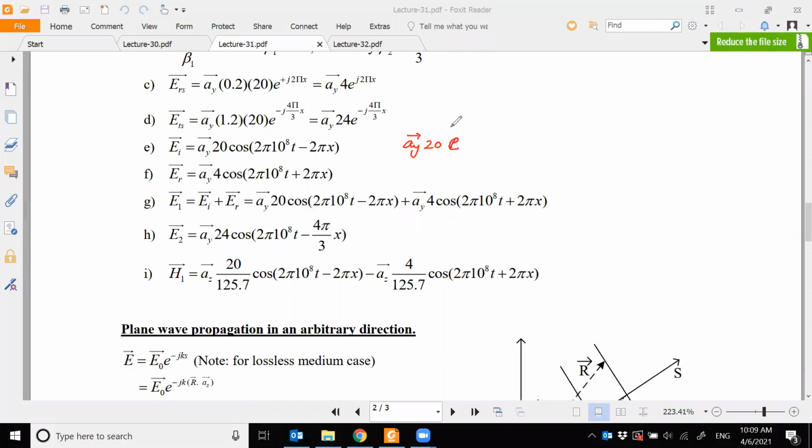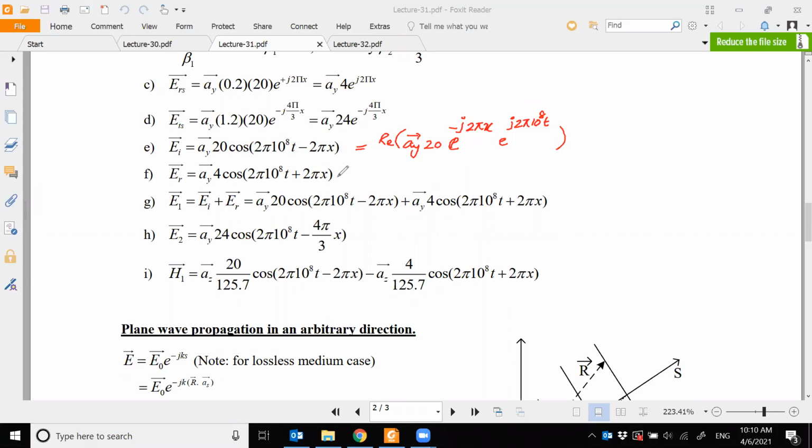e power minus j beta 1. Beta 1 is what? 2 pi x. And then what did I say? Multiplied by e power j omega t. Omega is what? 2 pi f. So 2 pi, and what is the frequency? It is 100 mega, right? Which is 10 to the power of 8 t. Multiply and then take the real part. So which will be equal to this one: AY 20 cos(2 pi 10 to the power of 8 t minus 2 pi x).